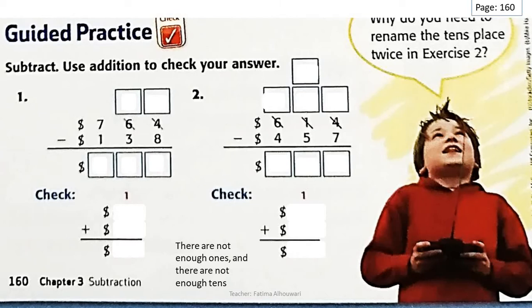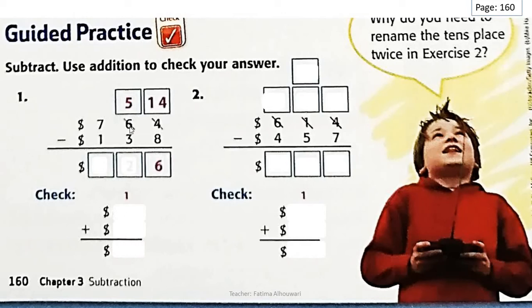Here we have two practices. Subtract, use addition to check your answer. Please, grade 3, try to solve these questions by yourself. Stop the video, and when you finish, you can check your answer here.